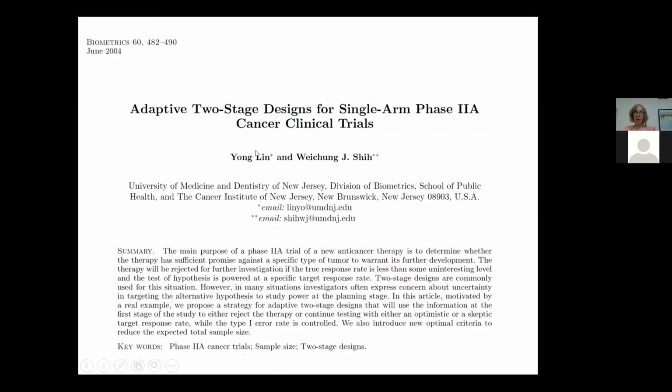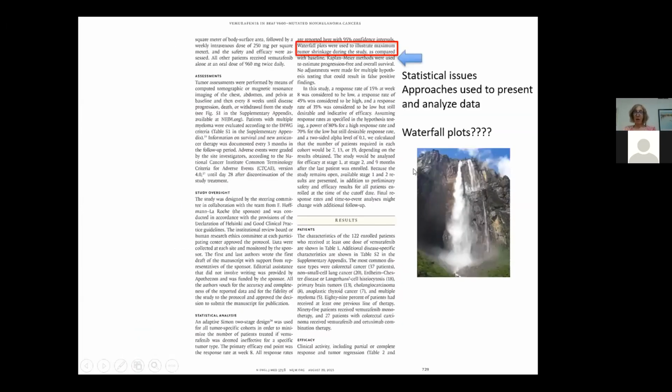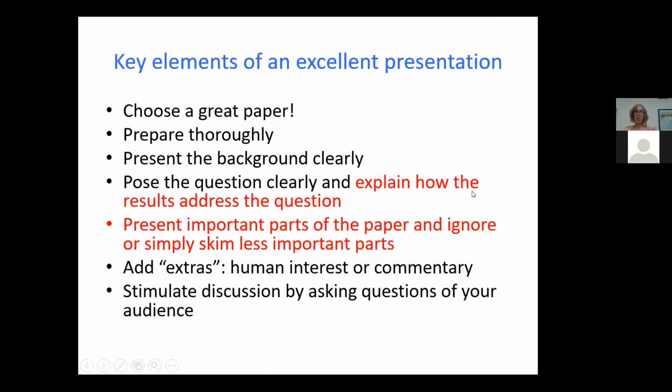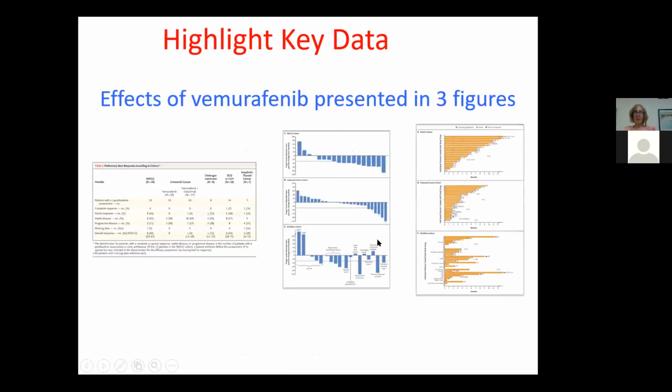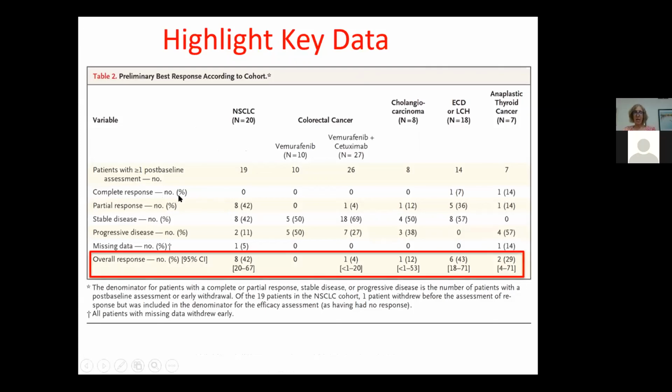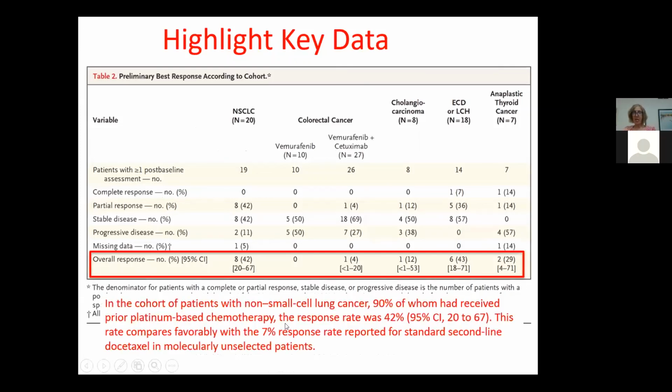You go to papers, Wikipedia. Here, this is the statistical approaches and the waterfall plots. Waterfall plots, what on earth are those? Well, it's just a statistical approach and a way of analyzing the data. And so I said you're not going to present everything. You're going to highlight the key pieces of data. So here's figure 3 with a key piece of data. Here's a table. Here's the key piece of data and the key conclusions.